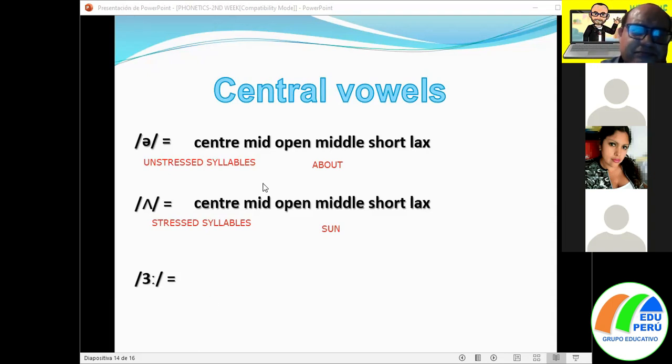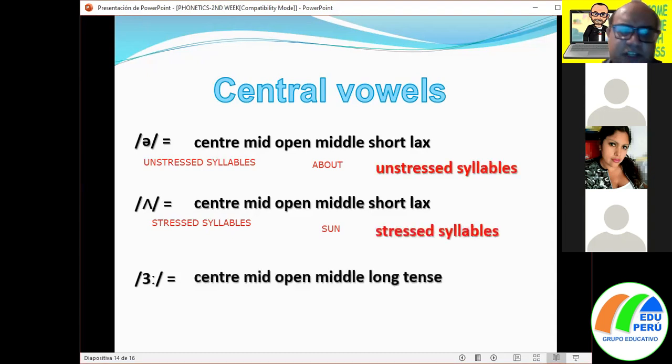And the last one, the last central vowel. The last one is central, mid-open, middle, long, tense. So the difference from the other two is the length of the sound and the tenseness of the muscles. Long, tense, like in the words girl, bird, earth. Notice you use this vowel sound in girl, earth, bird, sir.